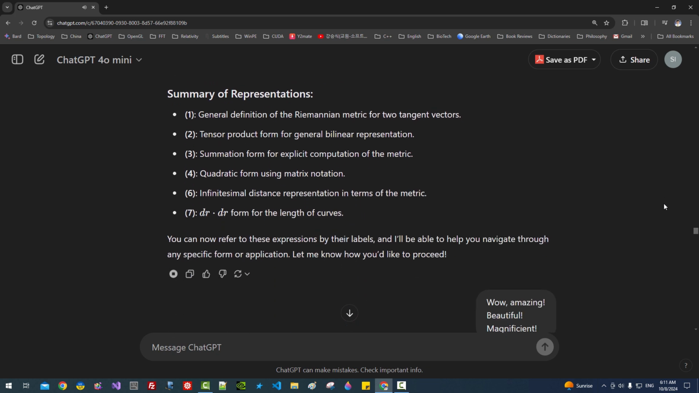Summary of representations. 1. General definition of the Riemannian metric for two tangent vectors. 2. Tensor product form for general bilinear representation. 3. Summation form for explicit computation of the metric. 4. Quadratic form using matrix notation. 5. Infinitesimal distance representation in terms of the metric. 6. dr form for the length of curves. You can now refer to these expressions by their labels, and I'll be able to help you navigate through any specific form or application. Let me know how you'd like to proceed.